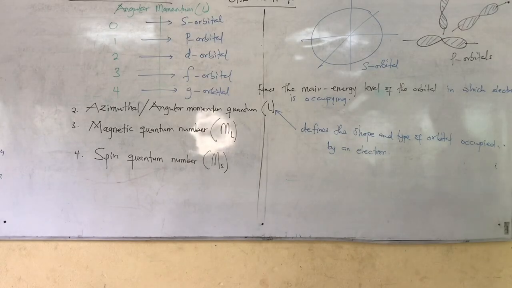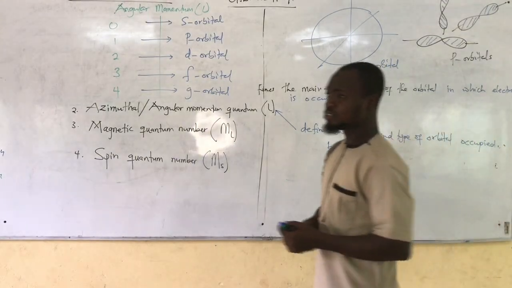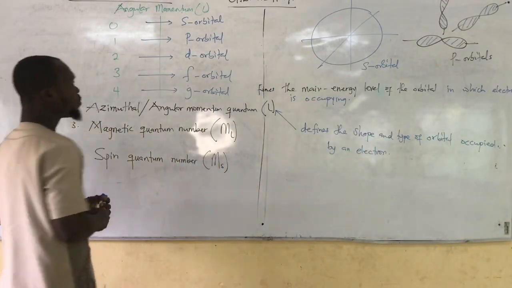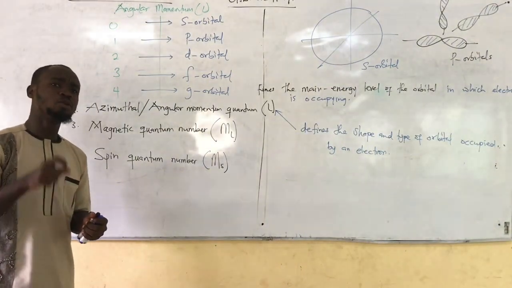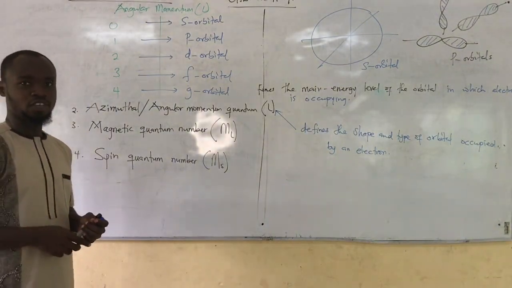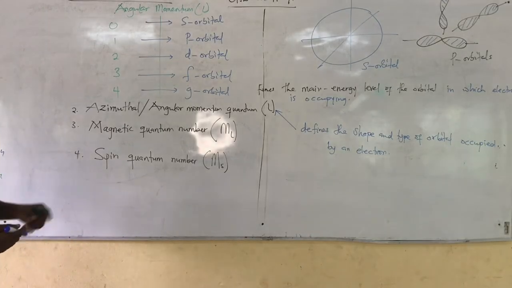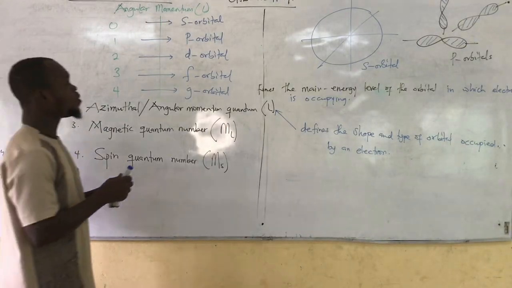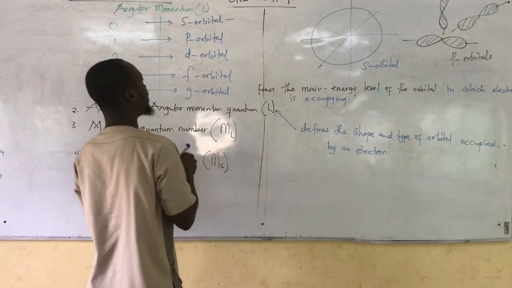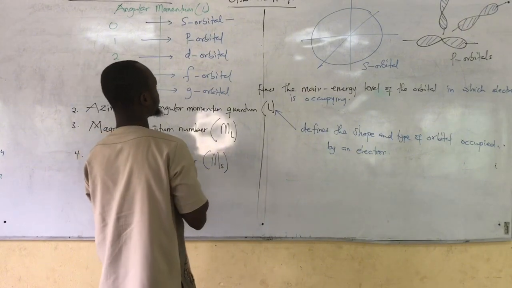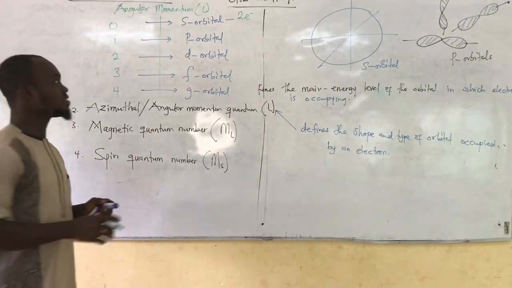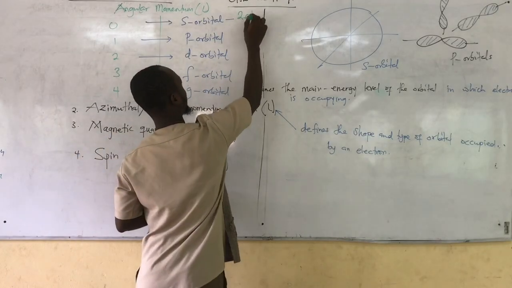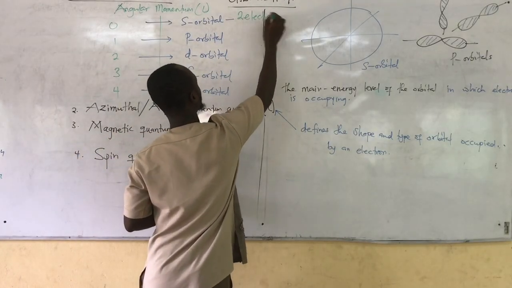Is that okay? Alright, in addition to this, another thing we need to know about these orbitals is the number of electrons that can be located in each orbital. So the s orbital accommodates a maximum number of 2 electrons. That is the s orbital. Is that okay? It accommodates a maximum number of 2 electrons.